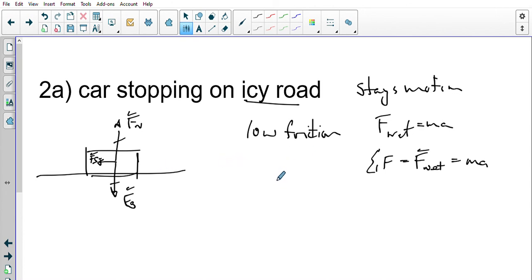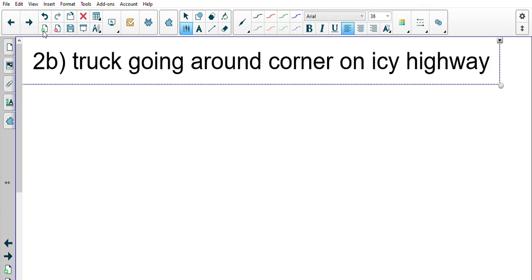I've been in that situation. I've driven off the road because the road was glare ice one winter. Anyways, so a car stopping on an icy road is going to stay in motion. It's going to slide right on through. When you're driving in winter, always make sure that you are careful.